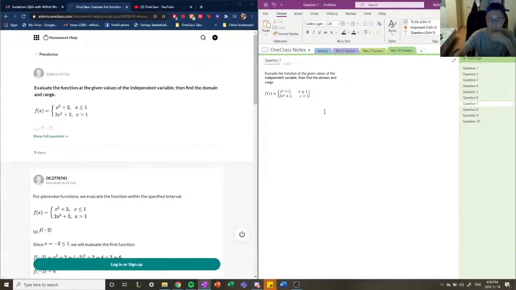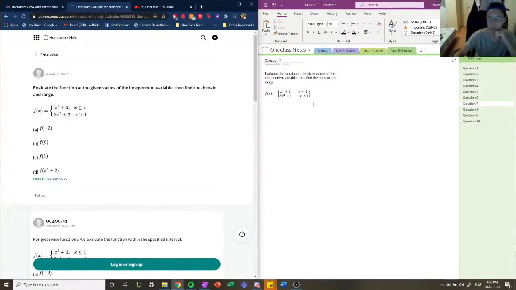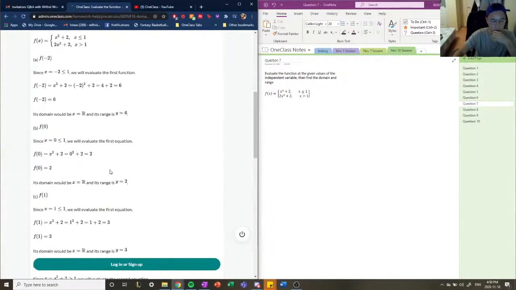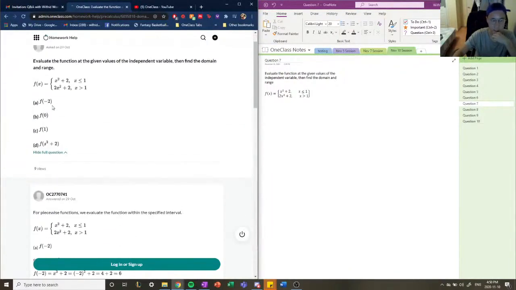Alright, so question number 7 reads, evaluate the function at the given values. I didn't write the values here on my whiteboard, but the values are here. Evaluate the function at the given values of the independent variable, then find the domain and range. The junior tutor found a domain and range for each of these, A, B, C, and D, but I didn't think that would make sense. So I'm just going to find the domain and the range of this entire function by itself.